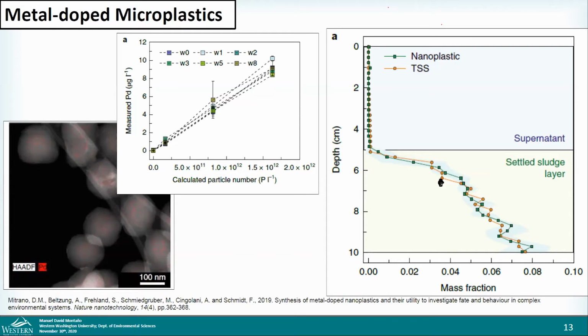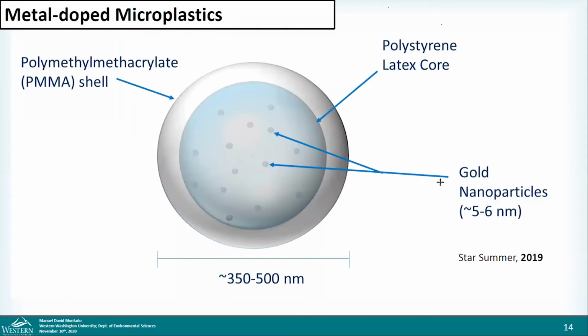And so colleagues of mine in the chemistry department at Western Washington developed these particles where we have a latex core and we have gold nanoparticles intercalated throughout the structure of this core. And then that's capped with a polymethyl methacrylate shell. And so the important thing here is that the environment is seeing this plastic shell, but what we're tracking is going to be the gold signatures of the nanoparticles that are present in the core. And if we look at how big these particles end up being, they're at the 350 to 500 nanometer size range, which is well below where we're currently at with our state-of-the-art detection techniques.